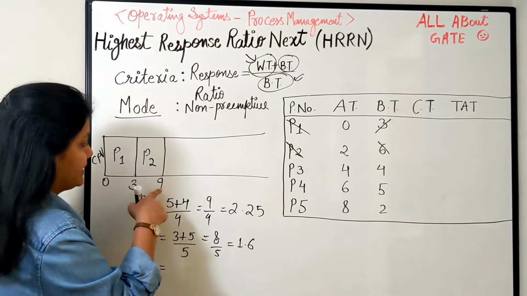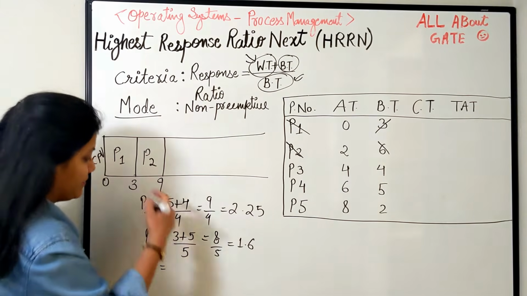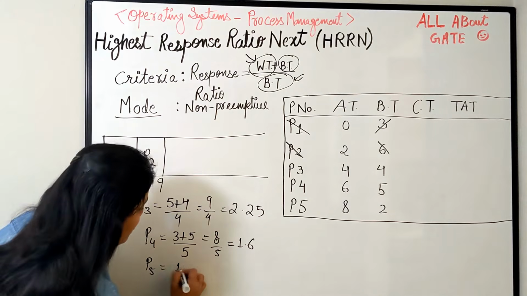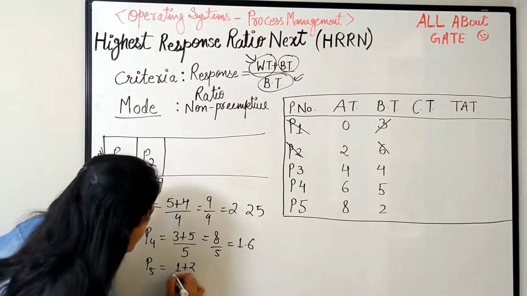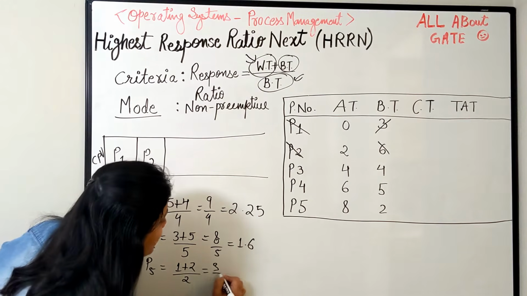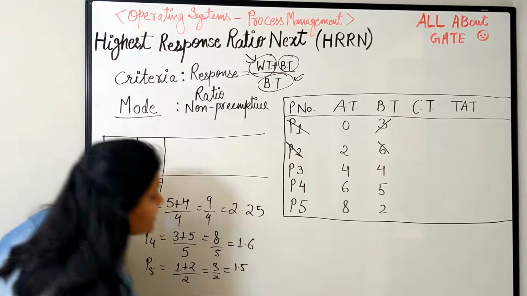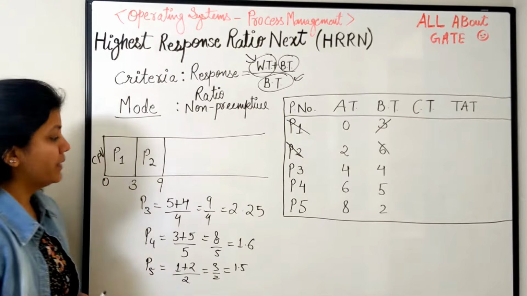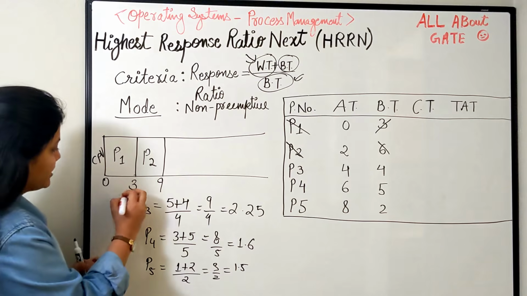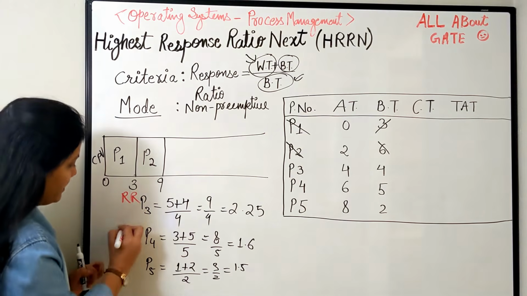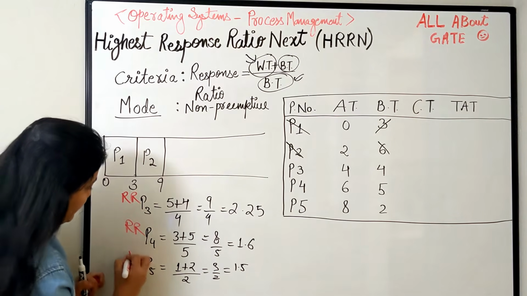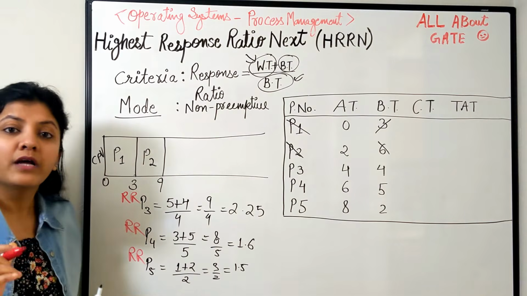So for P5 it came at 8. This is the time 9. So 9 minus 8, 1 plus it needs 2 bursts. Divide by 2, that is 3 by 2, and that is 1.5. Now see everyone, we have calculated the response ratio for P3, response ratio for P4 and response ratio for P5.